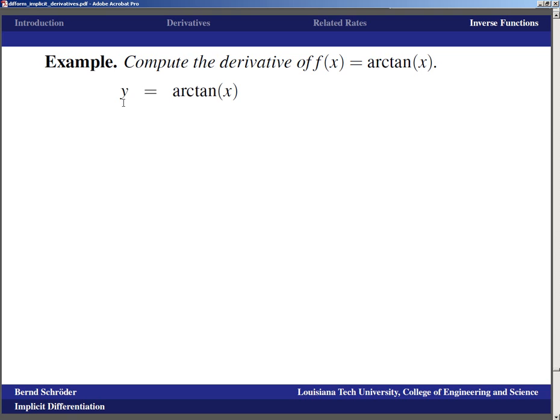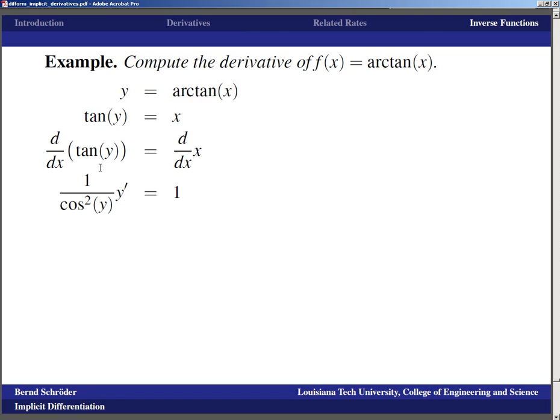Well, we can look at the equation y equals arctangent of x, and we can realize that that's the same as tangent of y equals x. And for the tangent, we know the derivative, and we can do implicit differentiation. So we take derivatives on both sides again. We take the derivative of the tangent, which is 1 over cosine squared of y, times the derivative of y, which is y prime, and that's equal to the derivative of x, which is 1. Well, that means that y prime is equal to cosine squared of y.